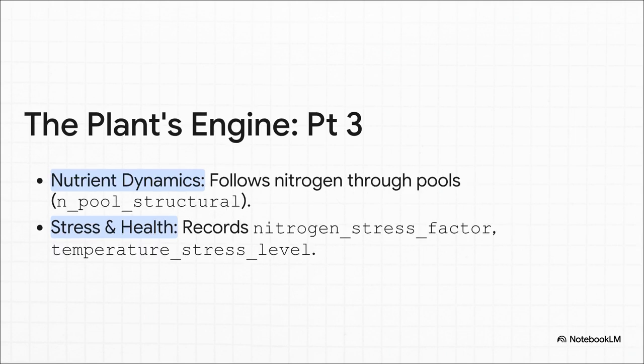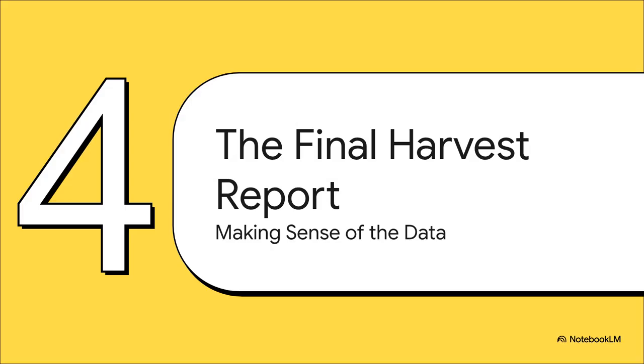And finally, we're keeping an eye on the plant's overall health and well-being. The simulation tracks all the nutrients like nitrogen to see if it's being used for new growth right now or being stored away for later. And this is the really critical part. It acts as an early warning system. It's constantly calculating these stress factors, telling us if the plant is getting too hot or if it's running low on food. So day after day, our simulation runs, and it's just generating this mountain of data.